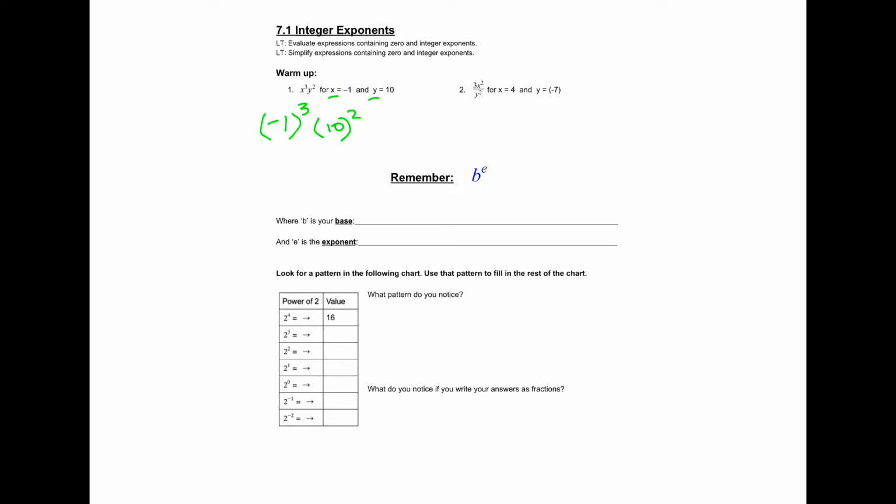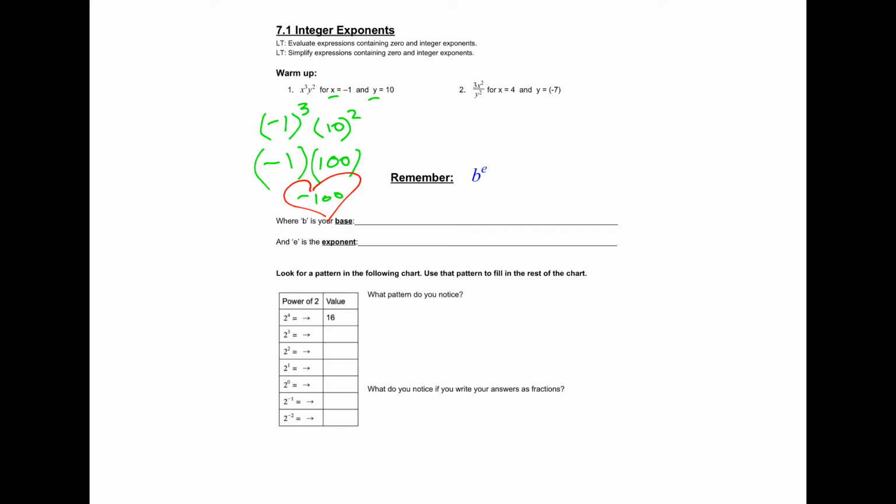So negative 1 cubed is going to be the same thing as negative 1 times itself 3 times. So I plug that in my calculator. I find out that that is negative 1. And 10 squared, so that's 10 times itself twice, so 10 times 10, which is 100. And then all I have to do is multiply these two things. So negative 1 times 100 is negative 100. And remember, put your answer in a heart to set your work apart.